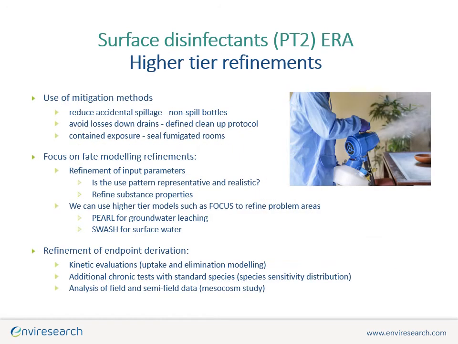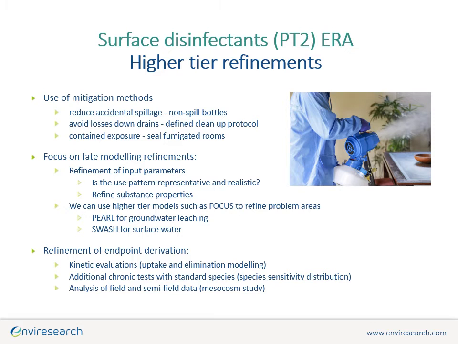So let's look at some higher tier refinements for specific pathways that fail Tier 1 in product type 2. So we can look at the use of mitigation methods, for example, reducing accidental spillage by using non-spill bottles, avoiding losses down drains, which we can do using a defined cleanup protocol, and containing exposure, for example, sealing fumigated rooms, closing the room, sealing the doors, allowing dissipation time, etc.